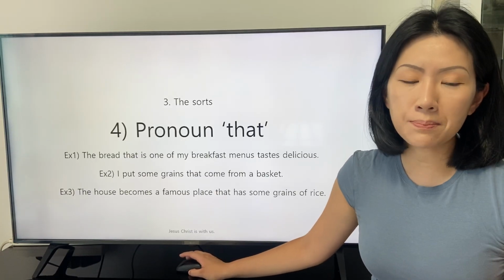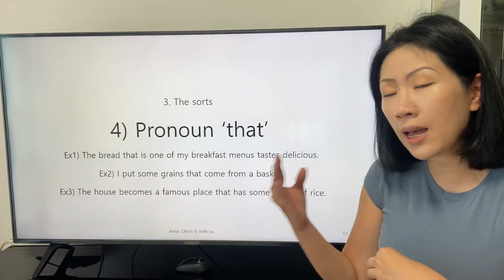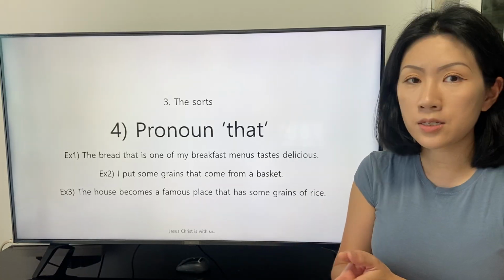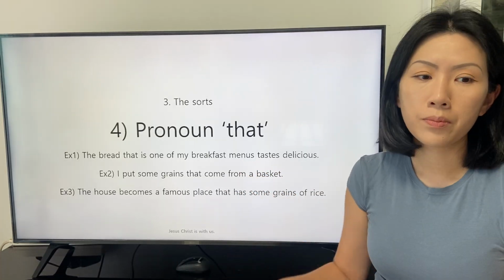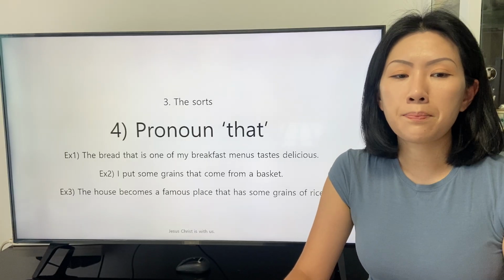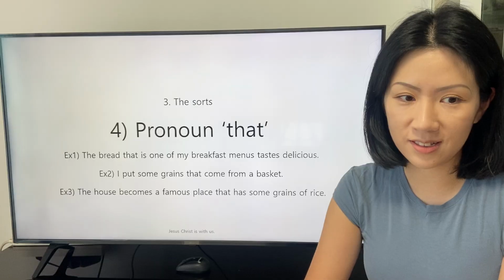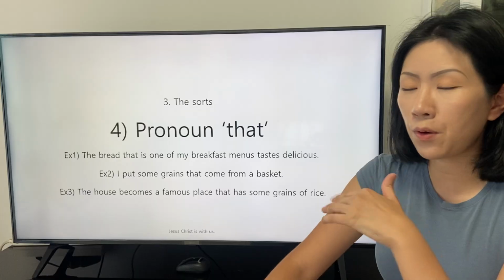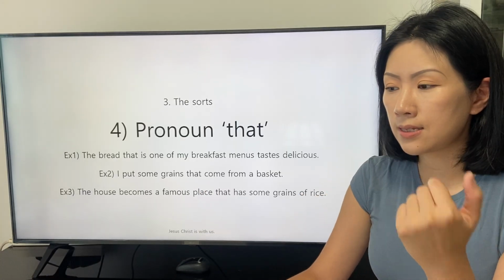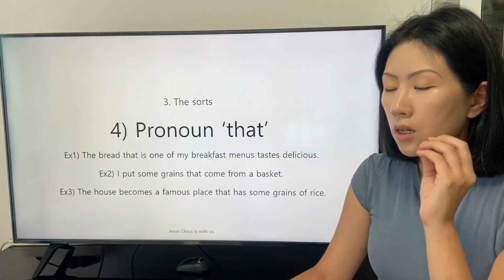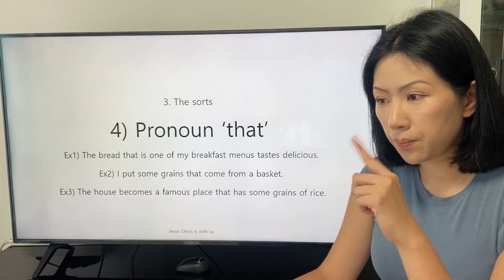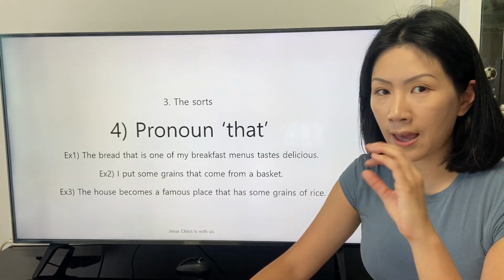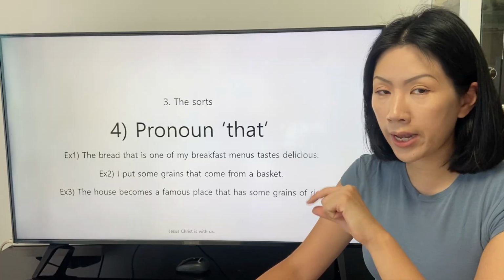There are 3 examples to study how the speaker applies the pronoun that as the subordinating conjunction. Let's study 3 examples together. The bread that is one of my breakfast menus tastes delicious. Before we study the examples, let's make it clear that the precedent of the pronoun that as the subordinating conjunction can be every indication in the main clause ahead of the pronoun that.